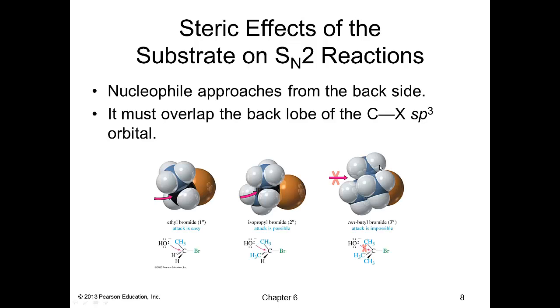Okay, now an even more pictorial view. Over here I have increasing degree of alkyl substitution on the carbon bearing the halogen. Over here I have a primary alkyl halide. Over here I have a secondary, and over here I have a tertiary.